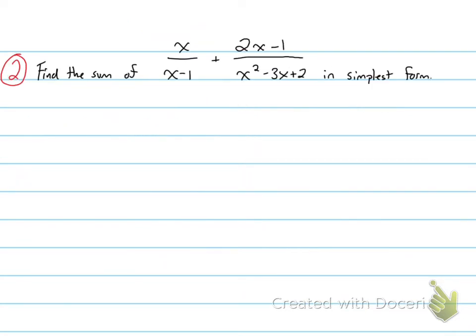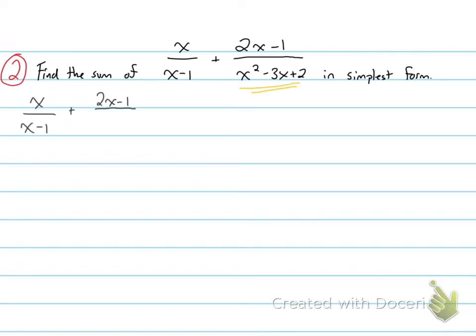In number 2, I want to find the sum of x over x minus 1 plus 2x minus 1 all over x squared minus 3x plus 2 in simplest form. So if I want to combine these rational expressions to add two fractions together, I need to have a least common denominator. I need the denominators to match up in order for me to combine those fractions.